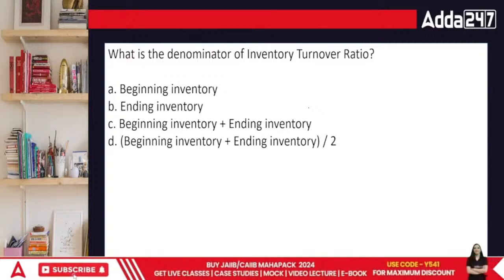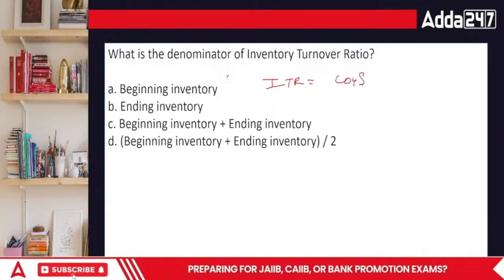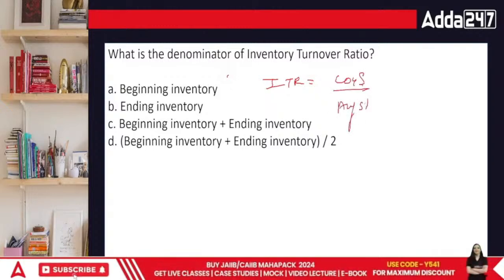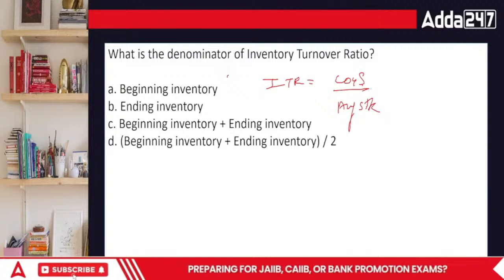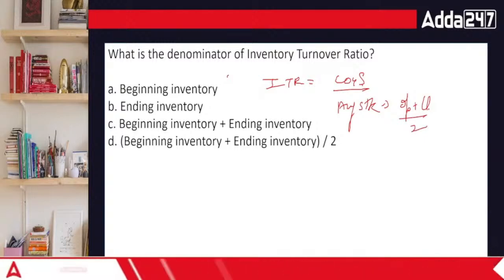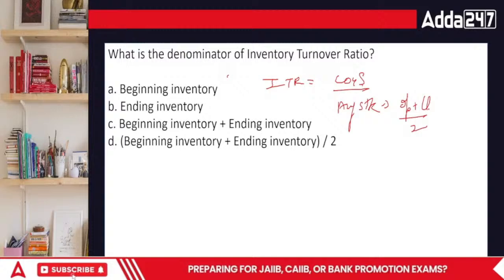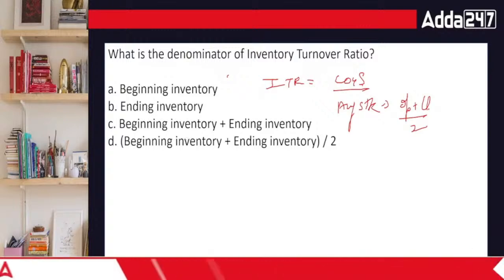In terms of ITR, ITR is called inventory turnover ratio. ITR can be stated in such a way that this is based upon COGS upon average stock. Okay? This is COGS divided by average stock. Average stock means our opening plus closing divided by 2. That is called ITR, everyone. Done? This is called inventory turnover ratio. Let's look at the next question now.